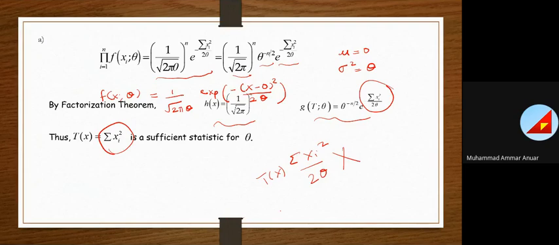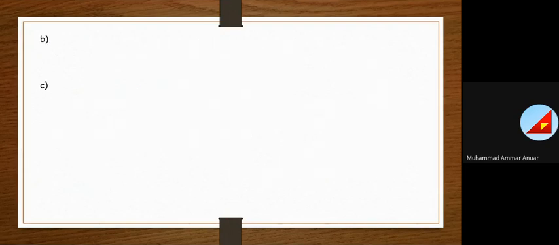Okay, the next one, for B, you want to prove whether this one is unbiased. You want to find the expected value, sorry, you want to find the expected value of the sufficient statistic. So your expected value is the expected value of summation xi square.